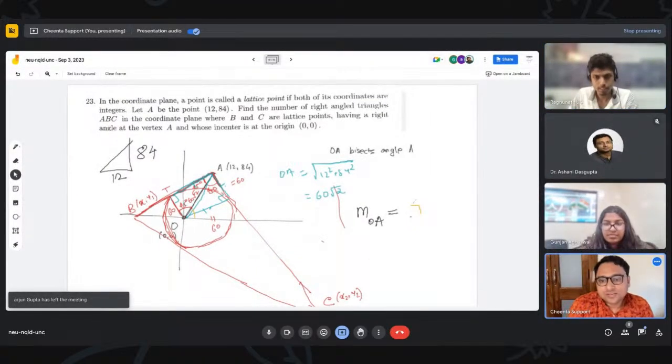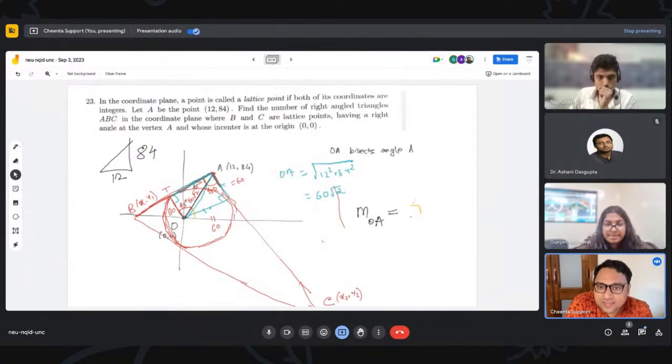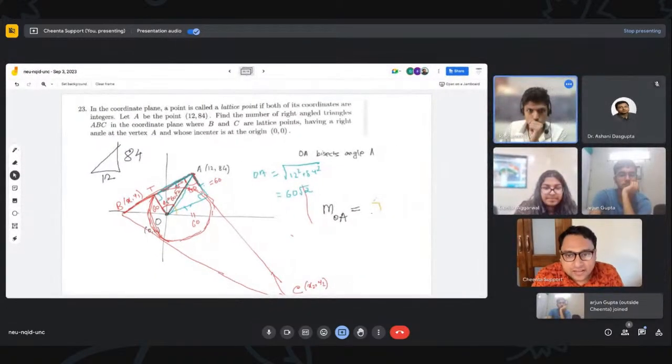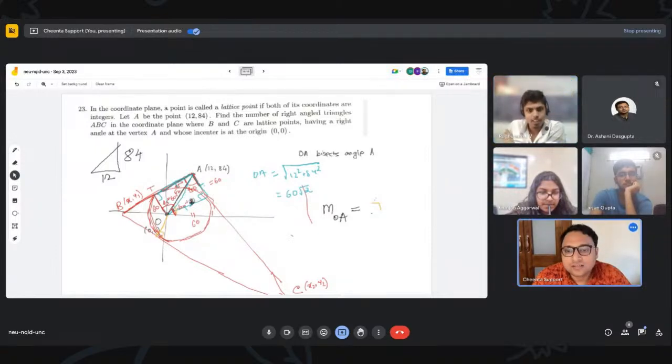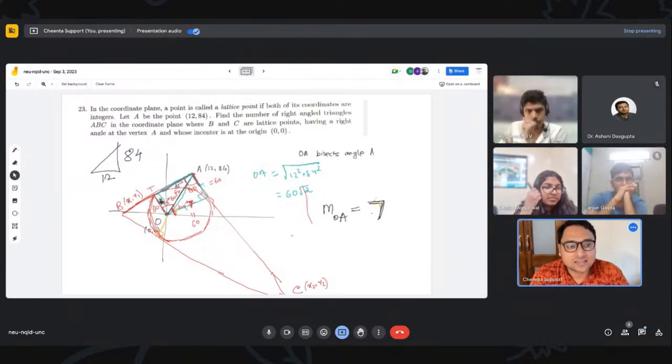Okay. So this is 45, this is 60, and this we already know. This is tan inverse 7, sorry, 84 by 12, right? This is tan inverse 7. So we already know this angle, and we know this length 60.